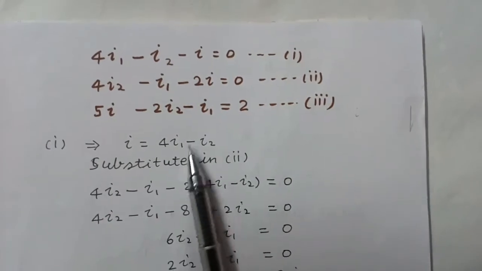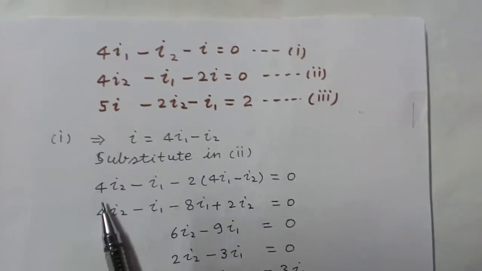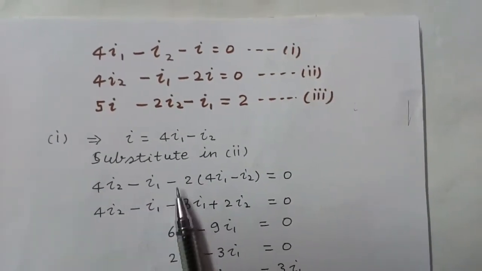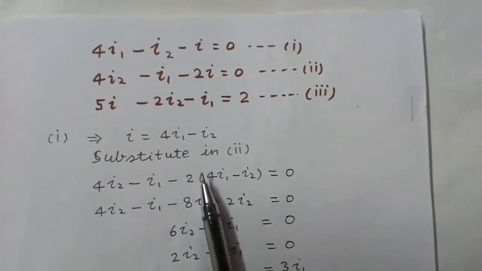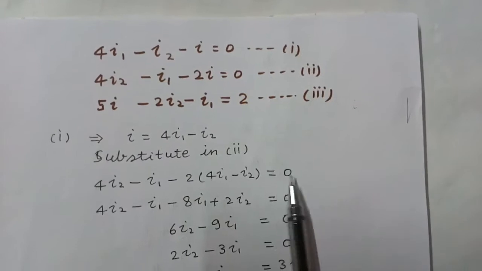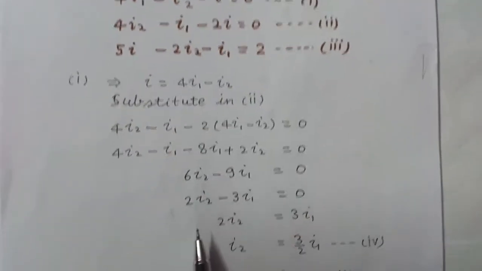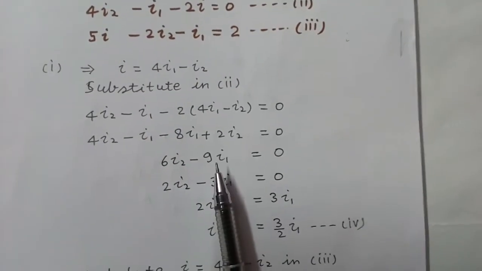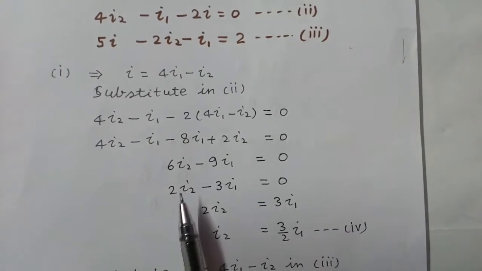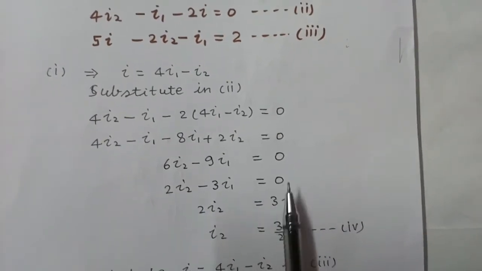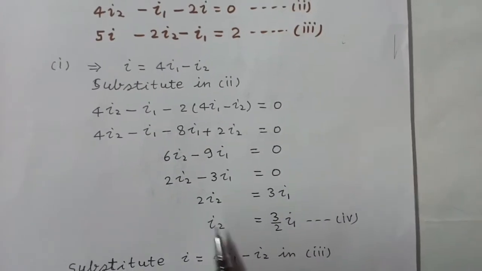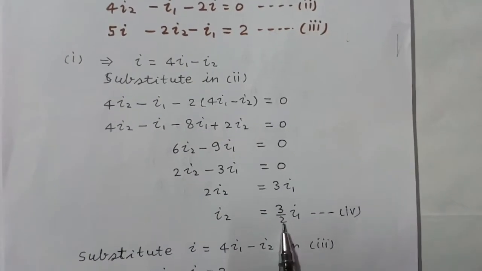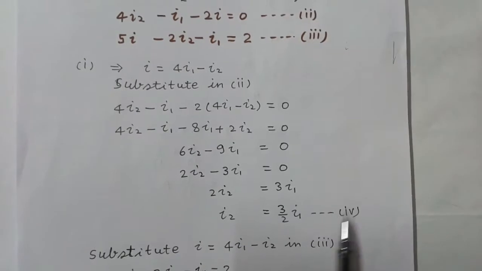So substitute this I in the second equation. We get 4I2 minus I1 minus 2 times (in place of I, write 4I1 minus I2), close the bracket, is equal to 0. Open the bracket and solve it. We get 6I2 minus 9I1 is equal to 0, or 2I2 minus 3I1 is equal to 0, dividing by 3. So from here I2 is equal to 3 by 2 I1. This is our fourth equation.